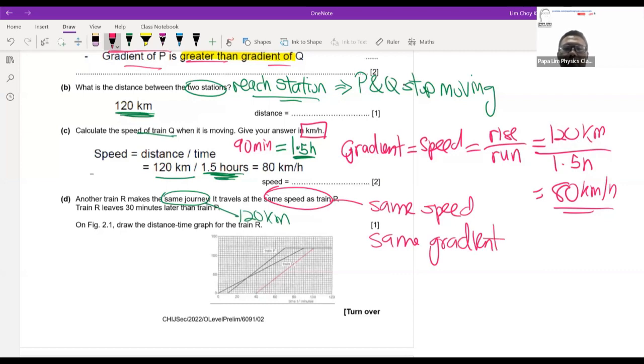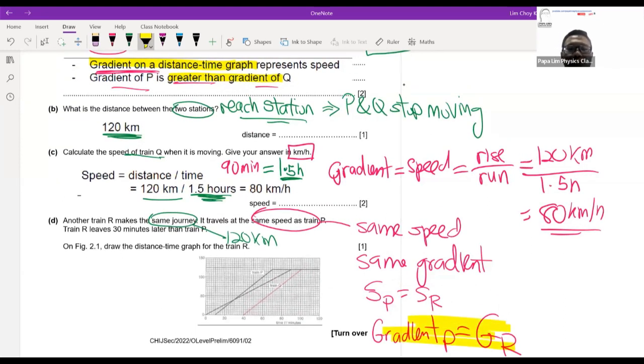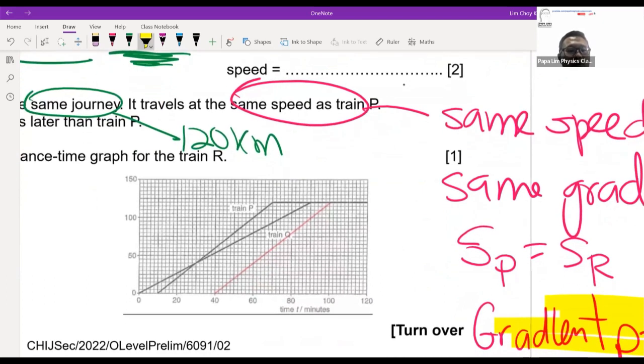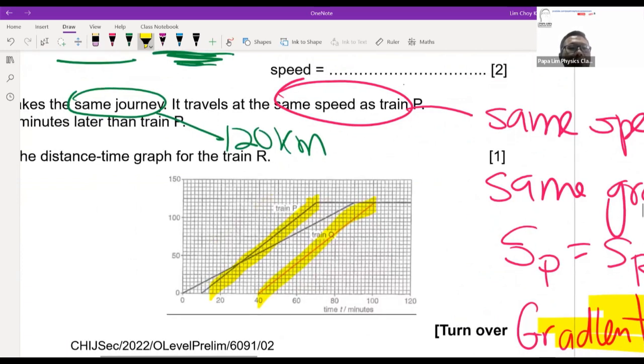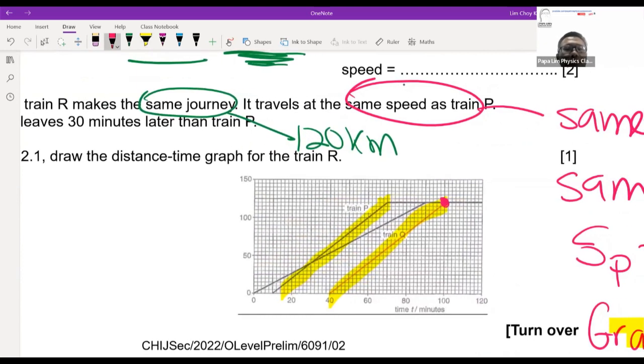So which means that if P and R have the same speed, both of them have the same gradient. So the lines you are supposed to draw for P and R are two parallel lines with the same gradient. It might be a bit too small, let me zoom in. So for P and R, the gradient must be the same, meaning there must be two parallel lines. The important thing is they reach the same journey, so they must stop at 120. Parallel lines, that's the second thing they must achieve.